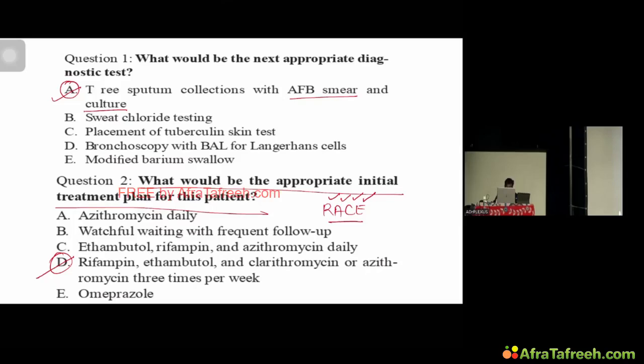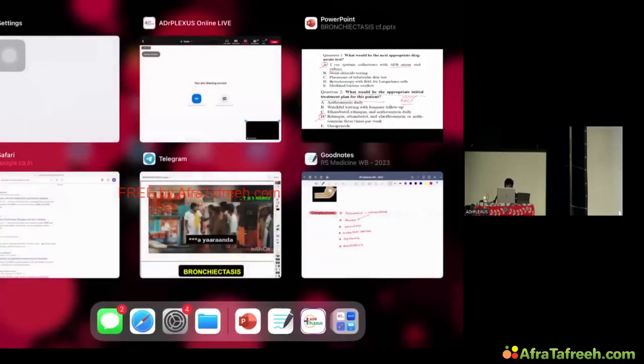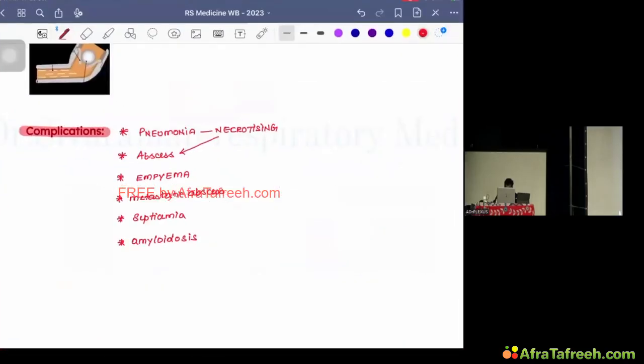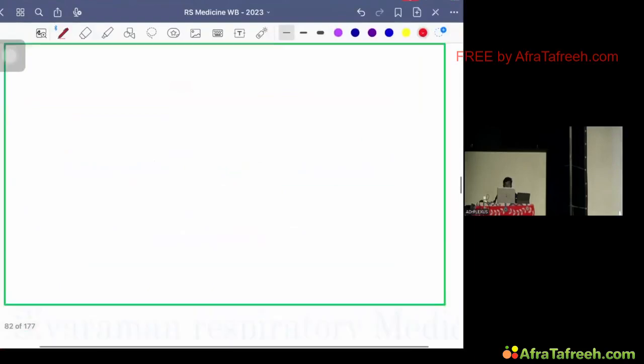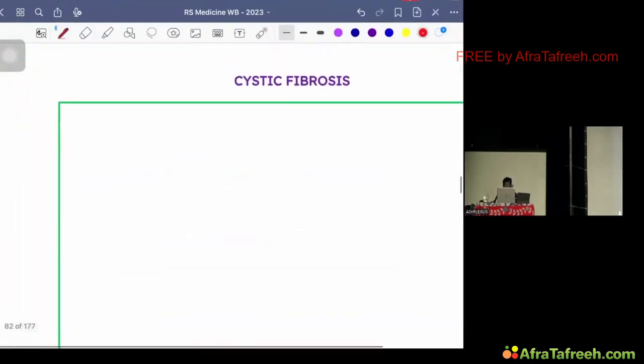So the next topic is cystic fibrosis. If cystic fibrosis is covered in pediatrics, I will skip it and go to the next topic. Covered, I'll skip it.